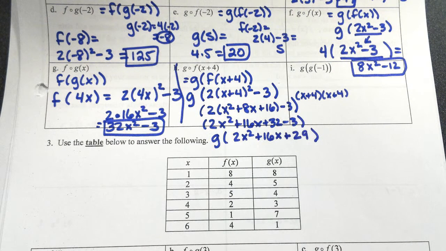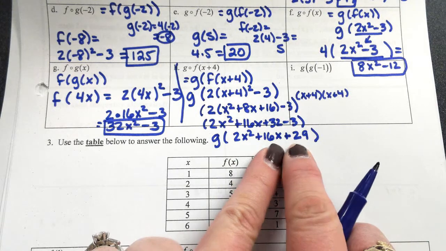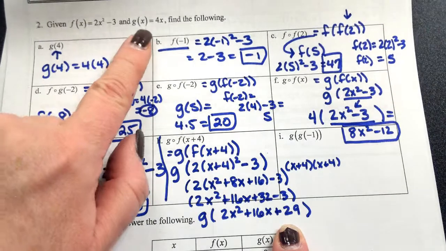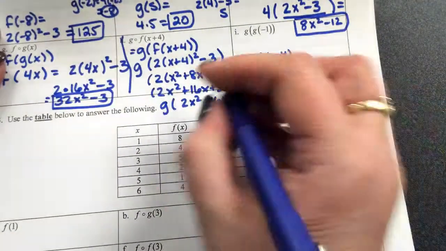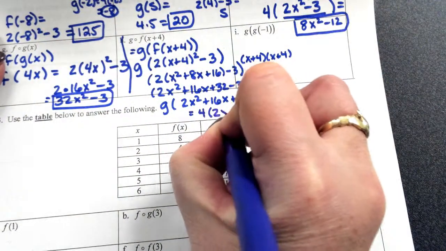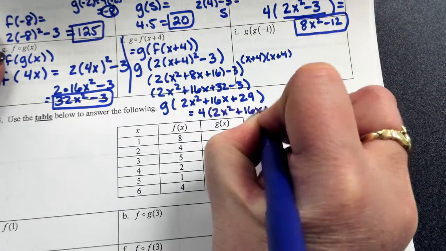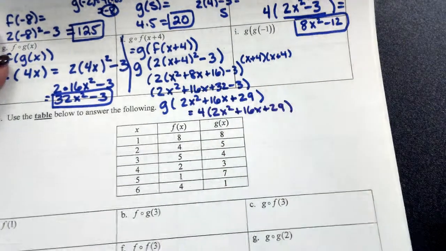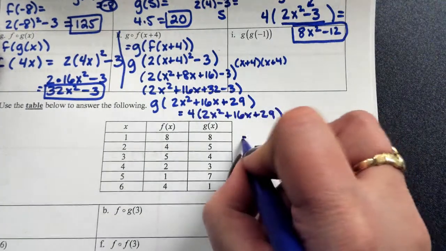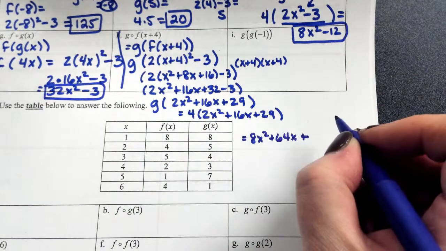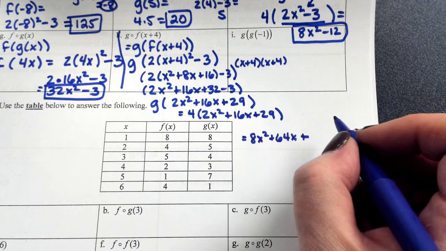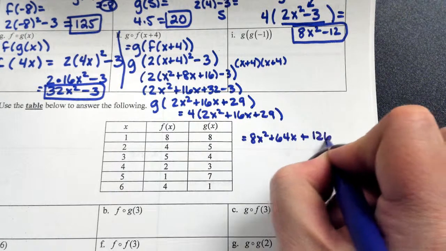So any questions on how I simplified that or multiplied it out? Now I can take this 2x squared plus 16x plus 29, plug it into function g. So anywhere I see an x, I'm going to take it out and replace it with that. So I'm going to end up with 4 times 2x squared plus 16x plus 29. So that gives me 8x squared plus 64x plus 4 times 29 is going to give me 126, I believe.